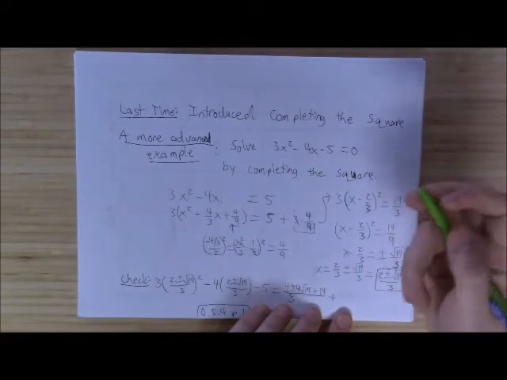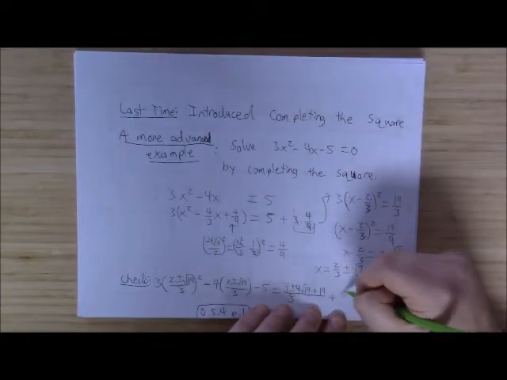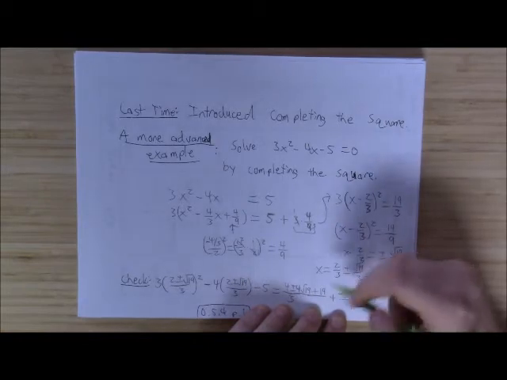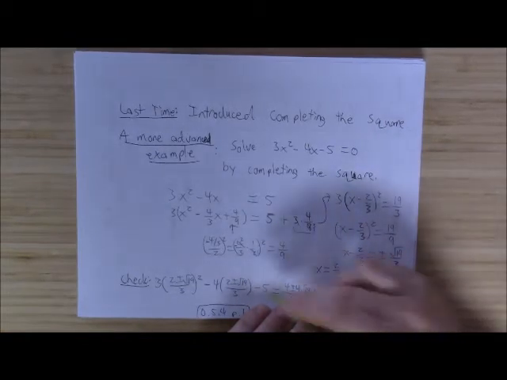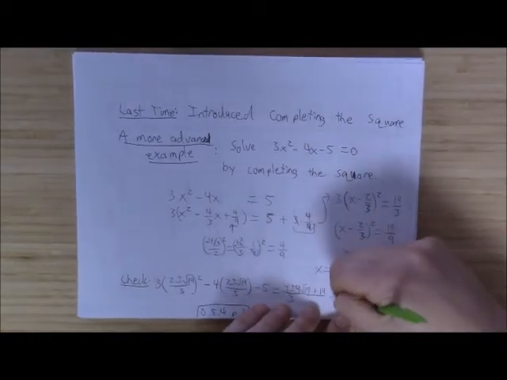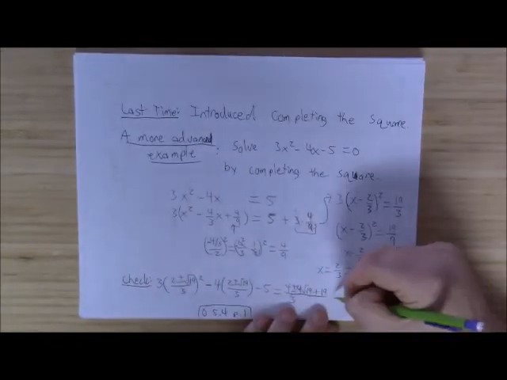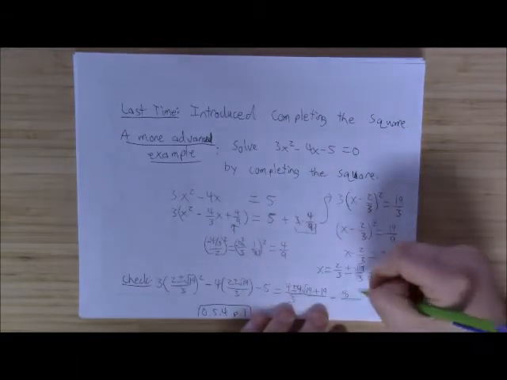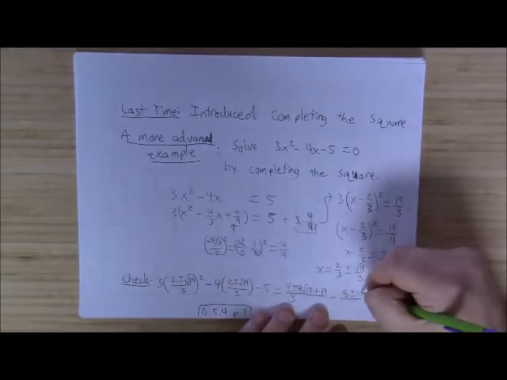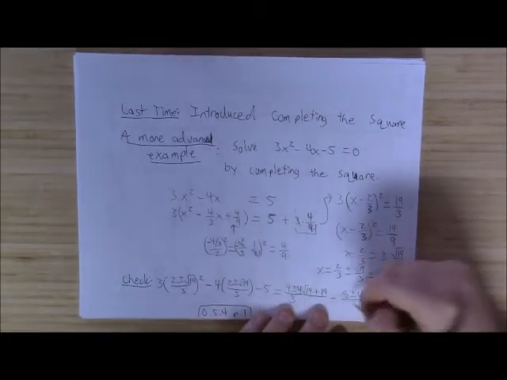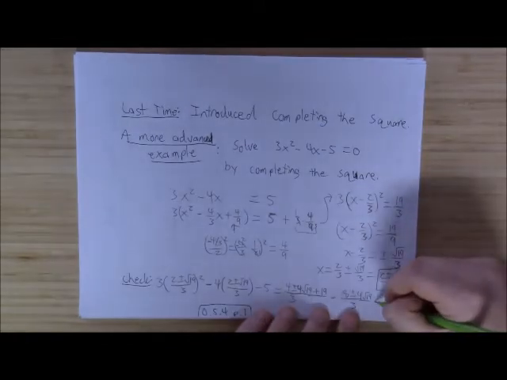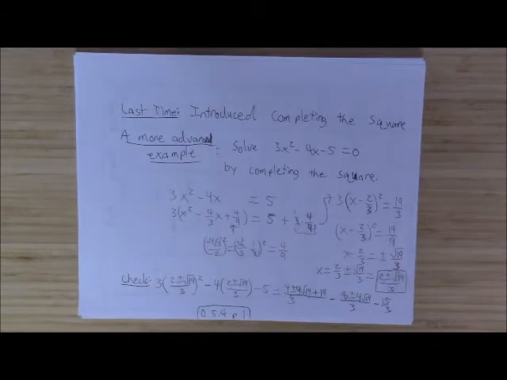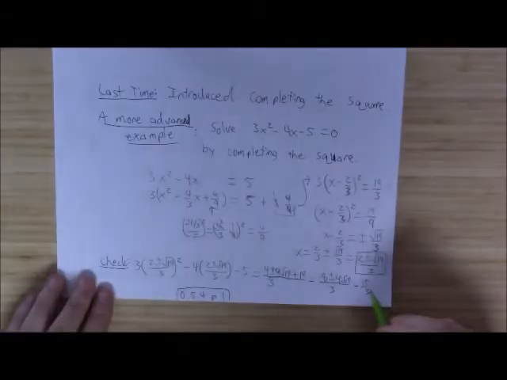4 times 2 is 8. So that's negative 8, minus plus. Yeah, let's put the plus or minus out here. Sorry. So 8 plus or minus 4 root 19, all over 3. And then we have minus 15 over 3. Now, let's go ahead and calculate this out.